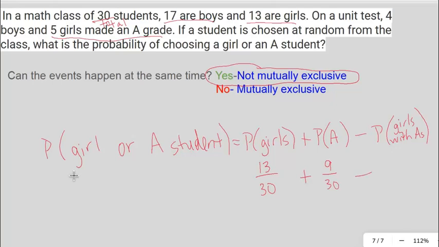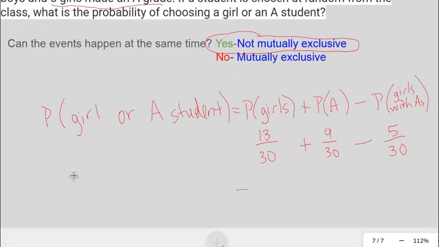And then how many are both? How many girls had A's? Well, that's 5. So see, we counted 5 in this group and we counted 5 in that group. That's why we have to take them off once. So 13 plus 9 is 22. 22 minus 5 is 17. So 17 out of 30.